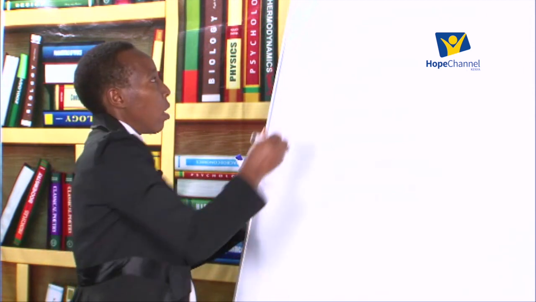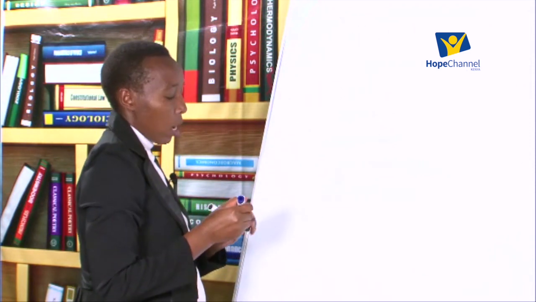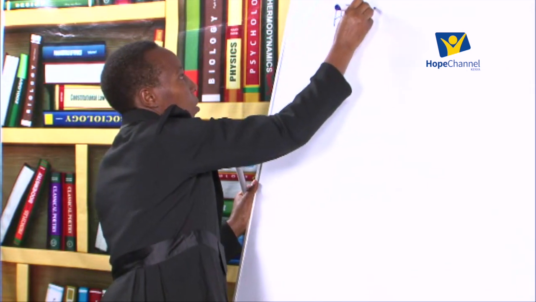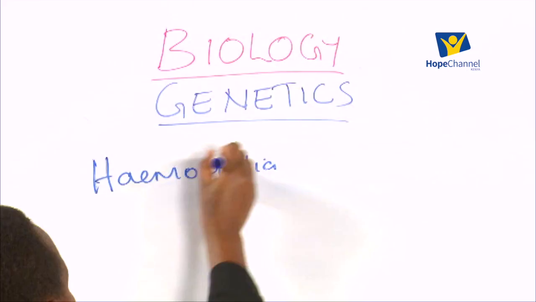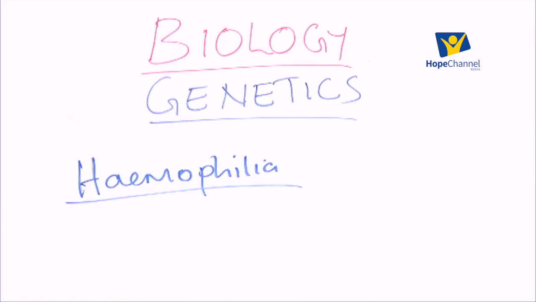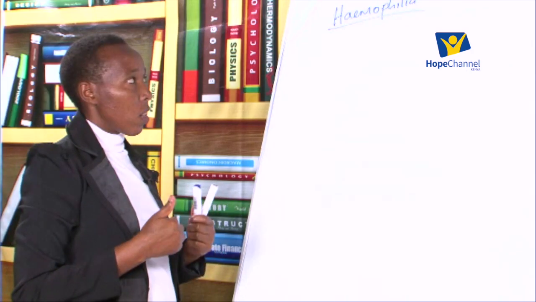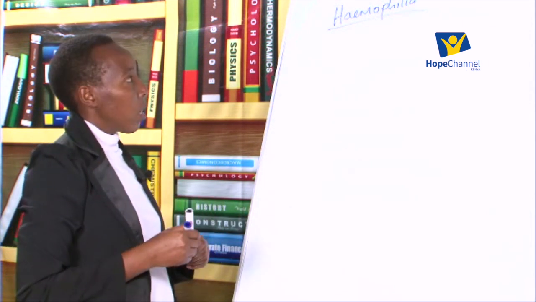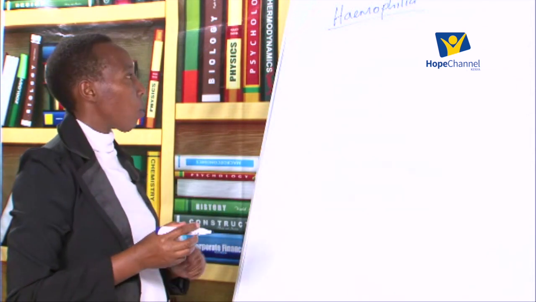So number 1, we need to understand that hemophilia is caused by what? A recessive gene. So we want to discuss more on hemophilia, and then we are going to give examples on how we inherit the characteristic, bearing in mind that we've said it is caused by a sex-linked gene. The gene for hemophilia is located on the X chromosome.